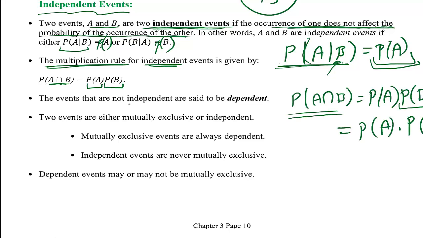The events that are not independent, we call them dependent. Two events are either mutually exclusive or independent.